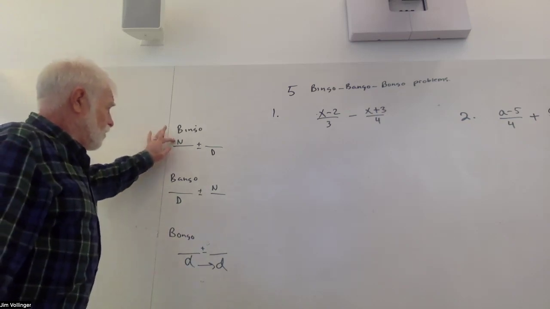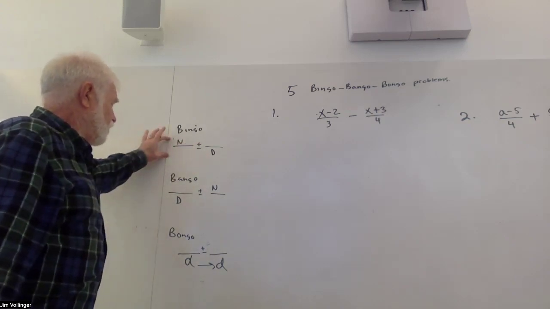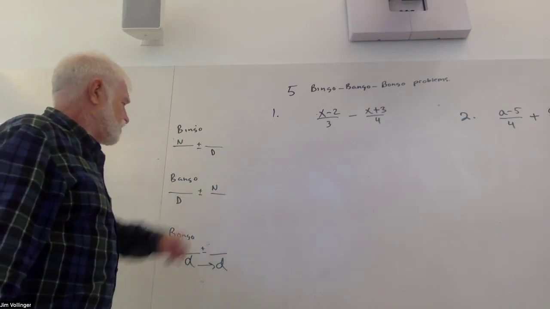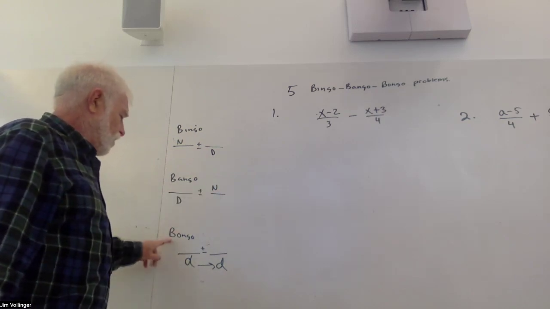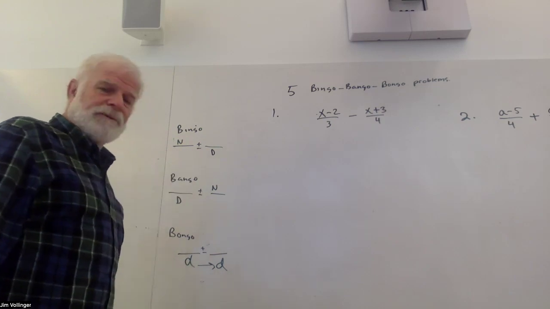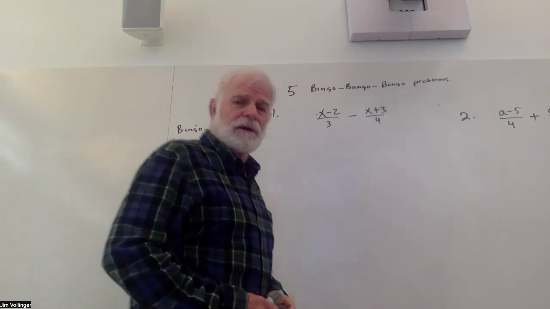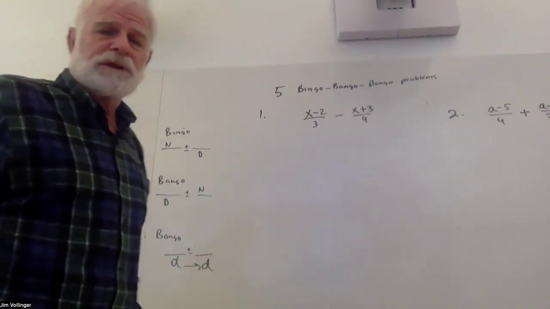So Bingo is numerator times denominator, numerator of the first fraction, denominator of the second. Bango, denominator of the first times the numerator of the second. Bongo, multiply the denominators. Right, so we don't have any common factors here in the denominator. So here's just a quick way of putting those together.